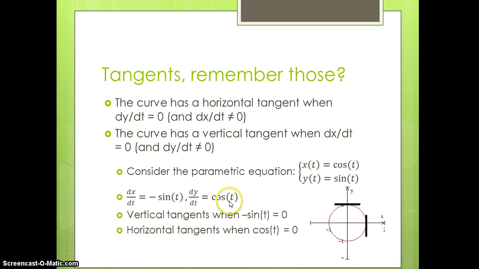We have horizontal tangents whenever cosine of t is equal to 0. That's when dy dt is equal to 0, and we have no y movement. And that occurs at pi over 2, which will be the corresponding point of 0, 1. So basically the idea is when you want to find vertical tangents, you set your dx dt equal to 0 and make sure that your dy dt is not 0. And then horizontal tangents will be wherever dy dt is 0 and dx dt is not 0.